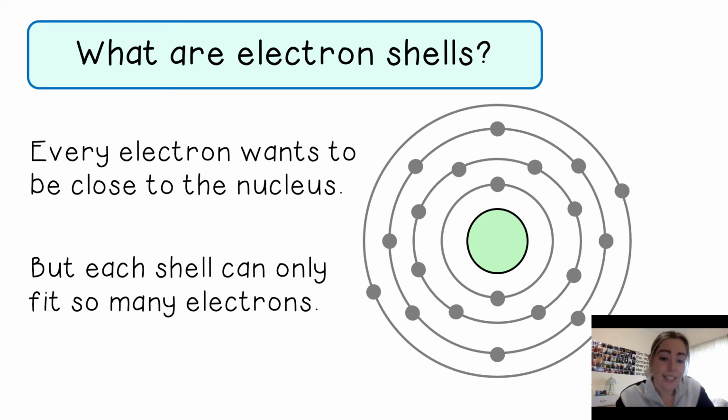So what happens is these electrons fit into shells. We do call these electron shells. And this is the sort of image we're talking about when we say electron configuration.